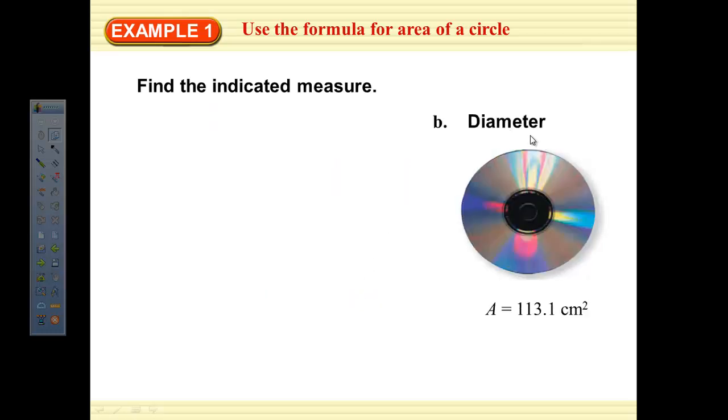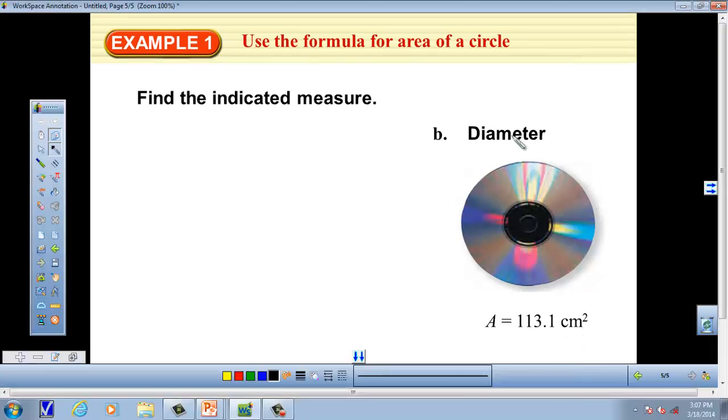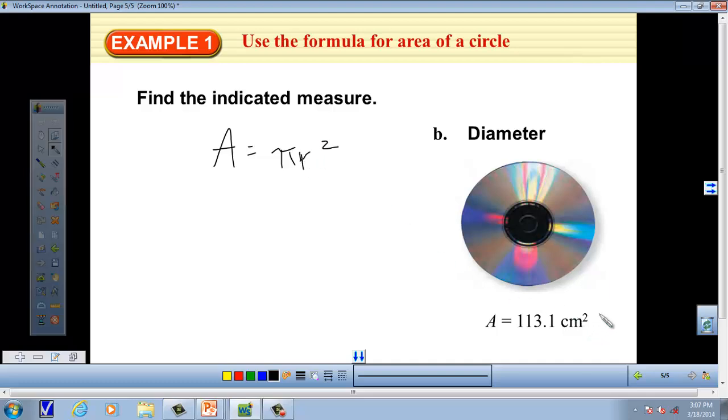Now we're finding the diameter, so we're going to have to work backwards on this. We're given the area, we want to find the diameter. So first we have to find the radius. Again, the same formula used here. We're going to use pi r squared. And the area is what's given to us, so we're going to plug that in for area. We get 113.1 is equal to pi times the radius squared.